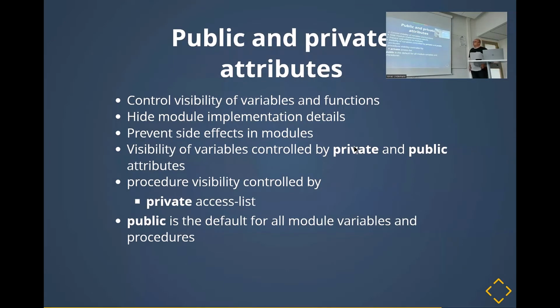You can also in your module control visibility of variables by using the private and public attributes. You can hide both variables and also subroutines. By default in Fortran, everything is public. So if you put anything in a module, it will be public, and you need to explicitly tell it should be private.